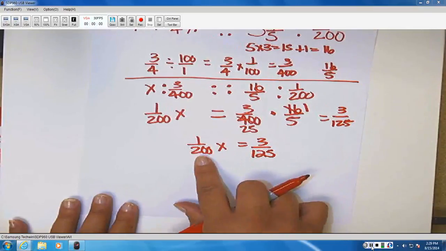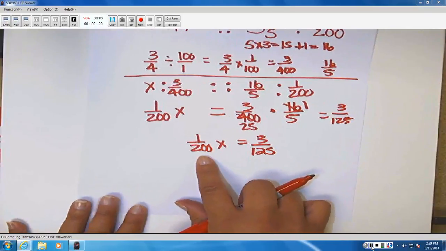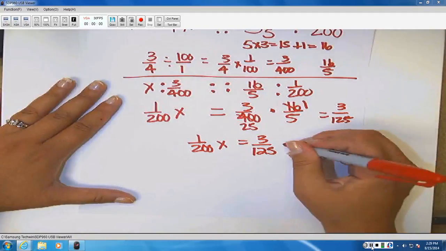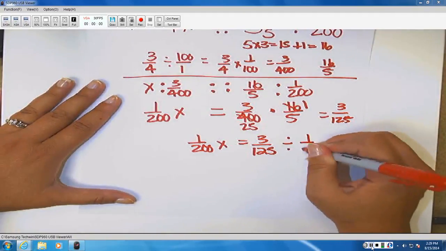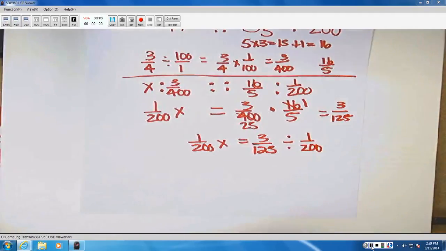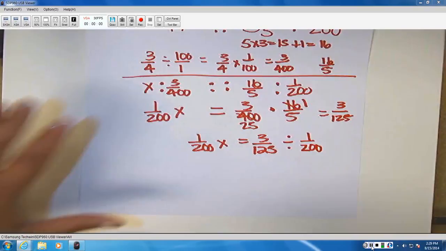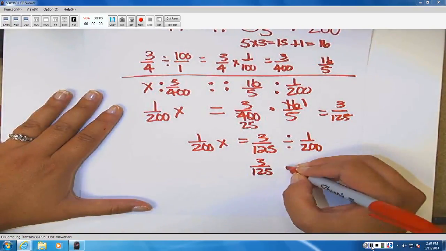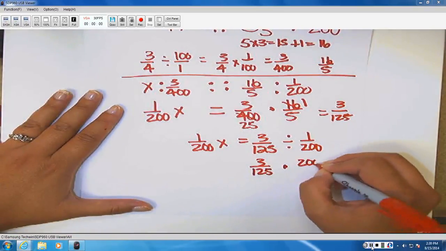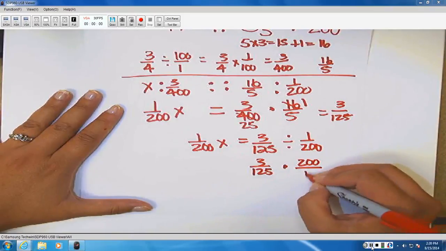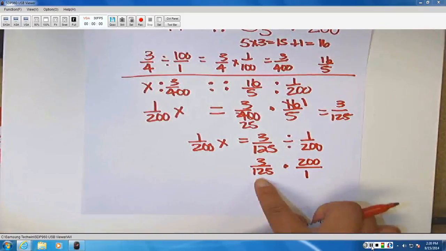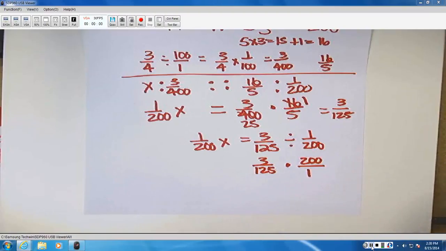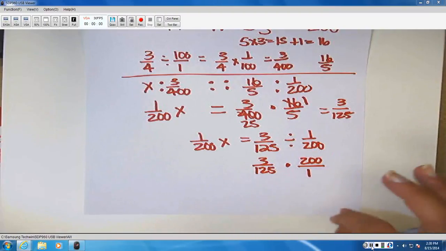Now I'm going to take this 1/200 and bring it over to divide. So divided by 1 over 200. But I'm going to flip that instead and multiply. So it actually is 125 times 200 over 1. I know that 25 will go into both of these numbers easily, or it will reduce with 25.